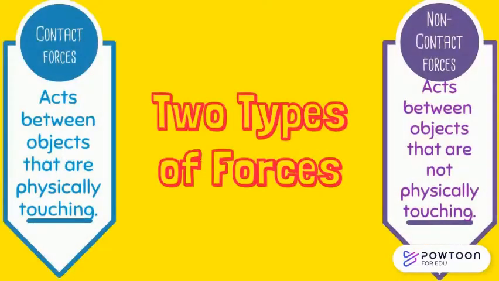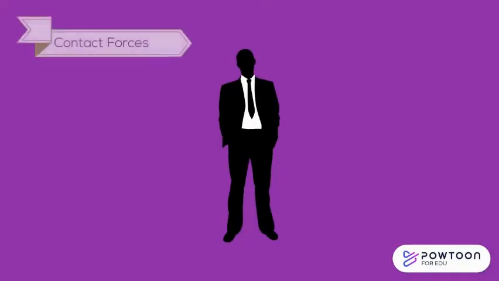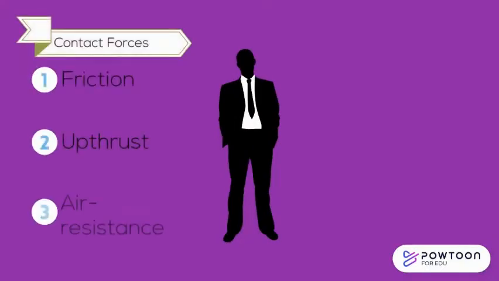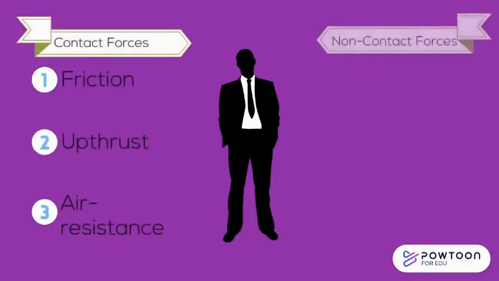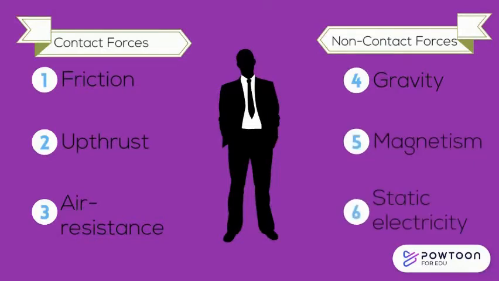Now let's take a look at the two main types of forces. Contact forces, which act between objects that are physically touching, and non-contact forces, which act between objects that are not physically touching, since obviously they are the opposite of each other. So, let's take a look at some examples. For contact forces, we have friction, upthrust, and air resistance, while non-contact forces are gravity, magnetism, and static electricity.